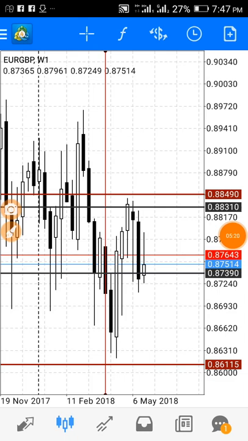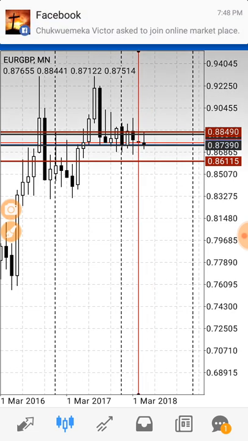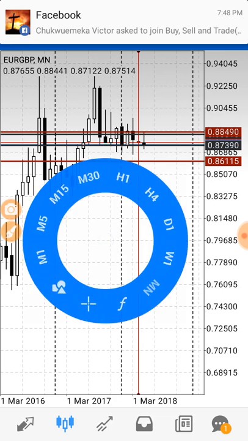So let's look at the monthly. Now, like I said, I will be using this candlestick. I'll be getting the pivot of this candlestick, and I've gotten that, which is 8739, the black horizontal line. So I go back to the weekly chart.